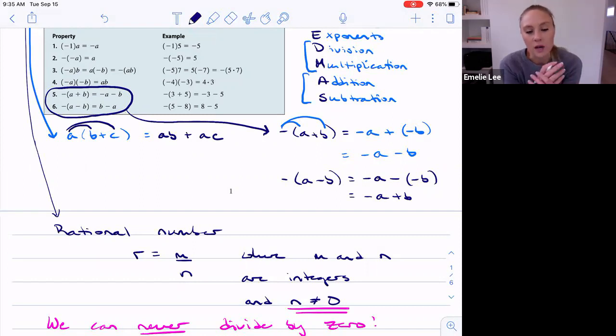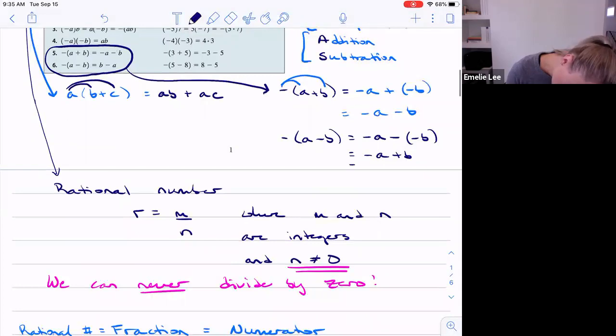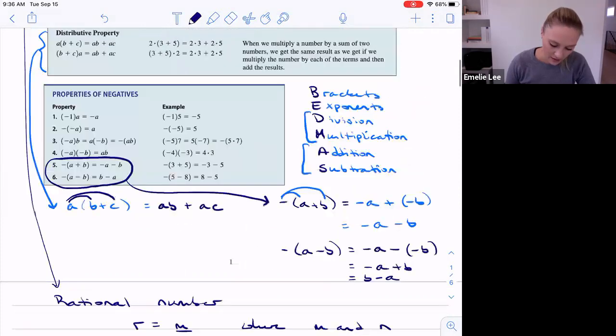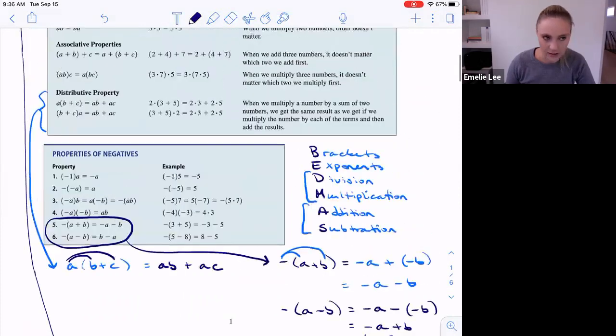And that's just because often we like to have just the positive value and then minus a number because it's easier to think about. But it actually doesn't matter. The order doesn't matter as long as the a stays negative and the b stays positive. So, which is the same as b minus a. Good. So just some things to keep in mind, especially about negatives.